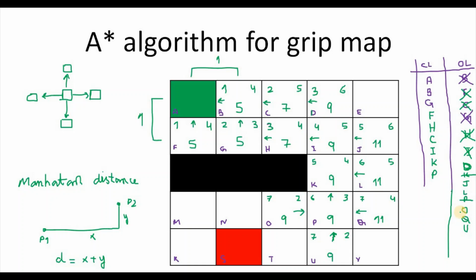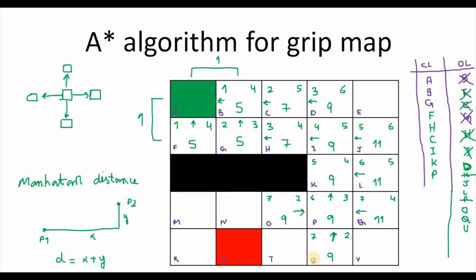So these have the minimum F costs, but they are the same. So we look now at their H cost. From the H cost, clearly O and U have less H cost. So what do we do now? They are also the same, so we select randomly any one of the two. Let's say we select U.